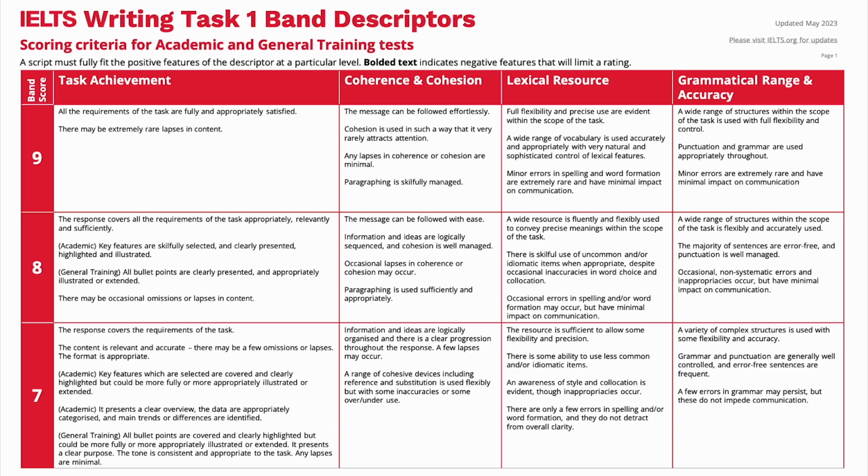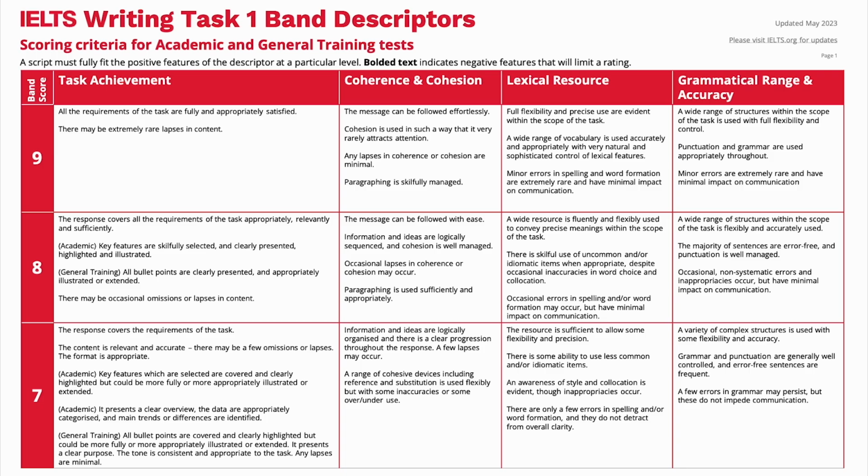It becomes a little bit clearer when they describe band 7. But again, we continue with this problem about the definitions, right? But let's take a look at it. For band number 7, the response covers the requirements of the task. The content is relevant and accurate. There may be a few omissions or lapses. The format is appropriate, and key features are selected and covered and clearly highlighted, but could be more fully or appropriately illustrated or extended.